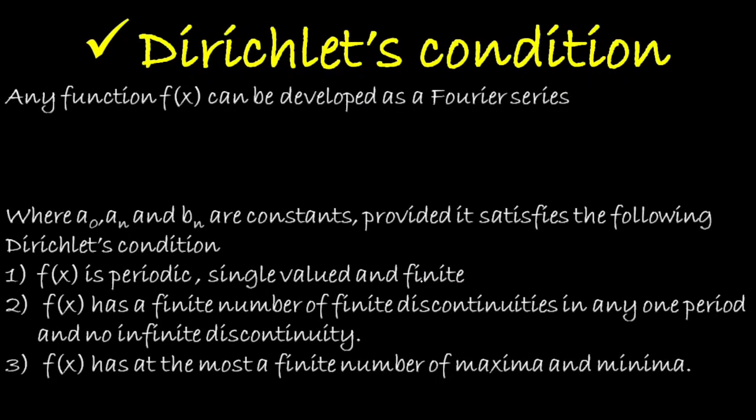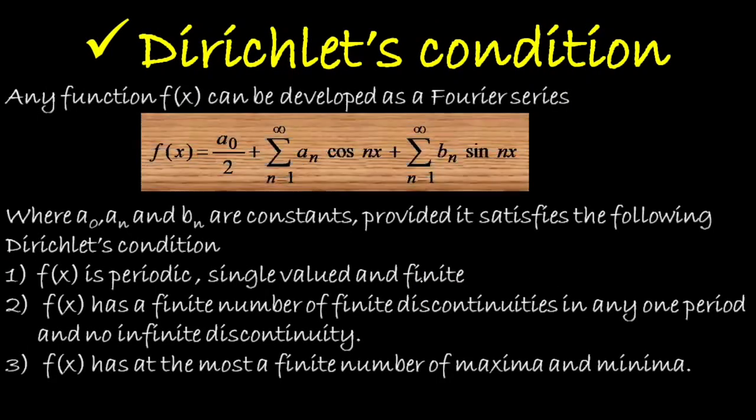Okay. Let me now move on to the Dirichlet condition. So any function f of x can be developed as a Fourier series. f of x is equal to a naught divided by 2 plus sigma n varies from 1 to infinity a n cos n x plus sigma n varies from 1 to infinity b n sin n x, where a naught, a n and b n are constants, provided it satisfies the following three conditions, which are known as the Dirichlet conditions. So this gives you the existence of Fourier series.